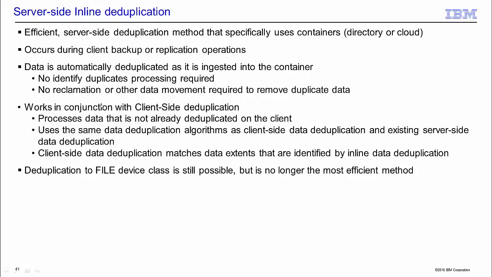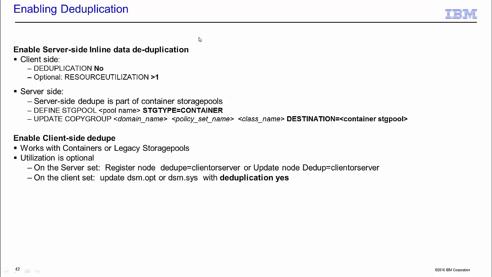We can still utilize client-side dedupe, so if you do want to run the deduplication on the client prior to sending it to the Spectrum Protect server, our inline dedupe will work in conjunction with the client-side dedupe. We do still have our out-of-band deduplication available for the file device classes, but it's not as efficient as our inline dedupe.